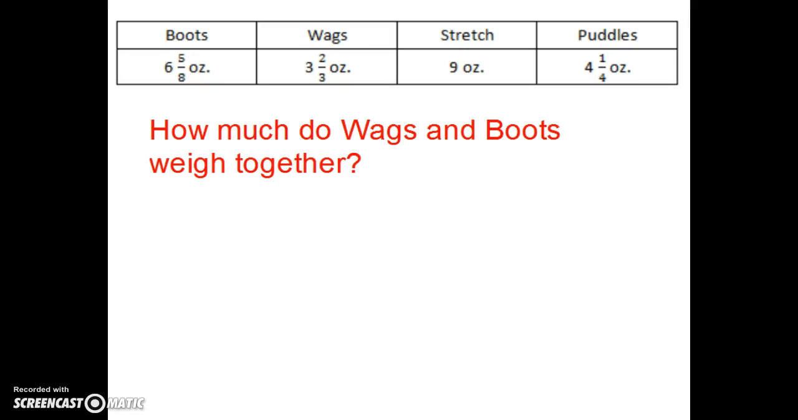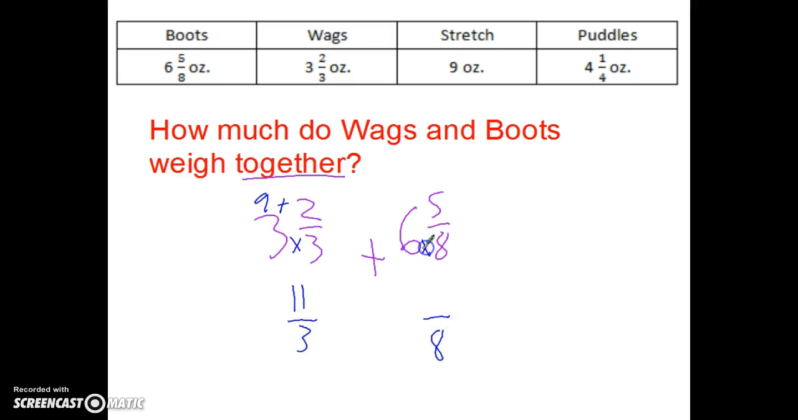How much do Wags and Boots weigh together? I see the word together, which tells me that I'm going to be adding. I need Wags, 3 2/3. Boots, 6 5/8. Can't add them because they do not have the same denominator. So I'm going to change them both to improper fractions. We've got thirds. 3 times 3 is 9, plus 2 is 11 thirds. This one's going to be eighths. 6 times 8 is 48, plus 5 gets me to 53 eighths.